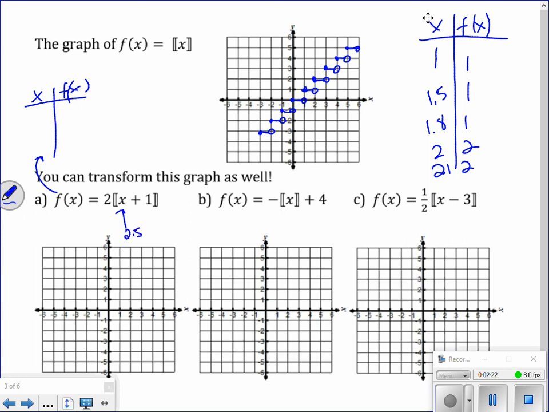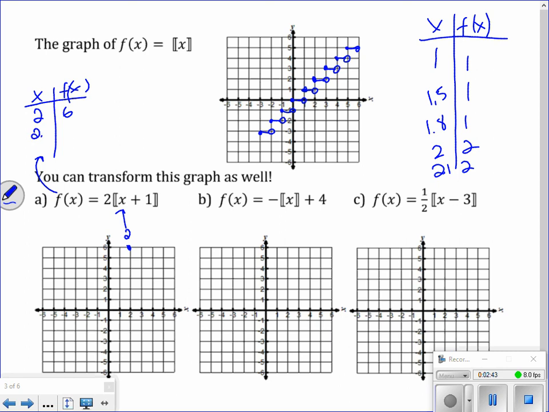Well, actually, let's just start with some whole numbers. Let's put in 2. 2 plus 1 is 3. So I'm putting in 2, I get the greatest integer of 3, so that's 3. 3 times 2 is 6, so I get 6. So if I go to 2, my answer is up at 6. There it is.